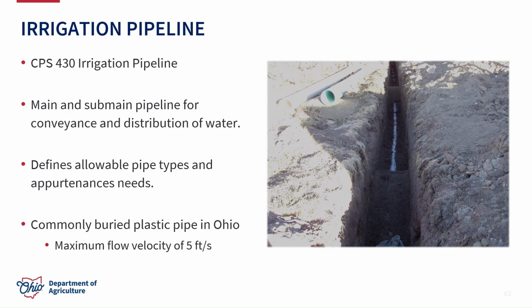As we mentioned earlier in our main and sub-main discussion, irrigation pipeline is pretty commonly practiced with irrigation systems under Conservation Practice Standard 430 irrigation pipeline, and that's for that conveyance and distribution of the water from the source out to those zones, out to the fields. And that standard is going to define the allowable pipe types and appurtenances that we need in that system. And then typically right in Ohio, we're using buried plastic pipe, and we're going to have that maximum flow velocity of 5 feet per second, protecting us from any damage from water hammer.